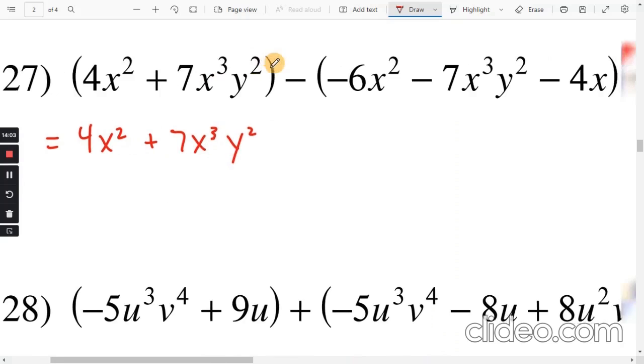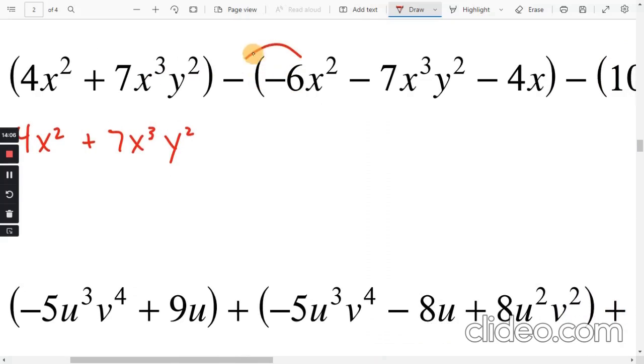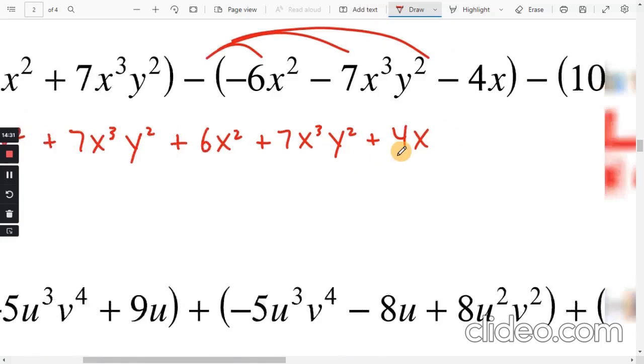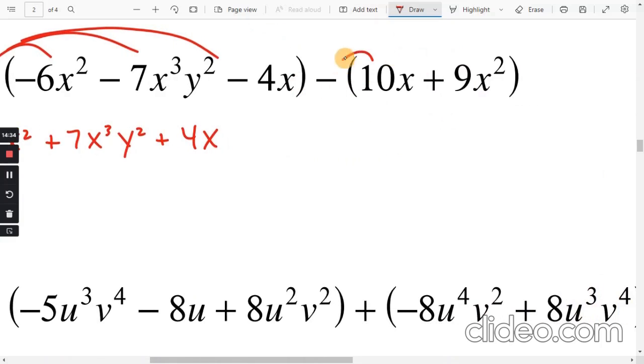All right, and the negative sign here, when distributed, it changes the plus minus sign on all of these terms. So negative 6x squared becomes positive 6x squared. Negative 7 becomes positive 7x to the 3rd y squared. And negative 4x is positive 4x. Okay, and again, distribute the negative, the sign changes. Positive 10x is now negative 10x. And positive 9x squared is now negative 9x squared.